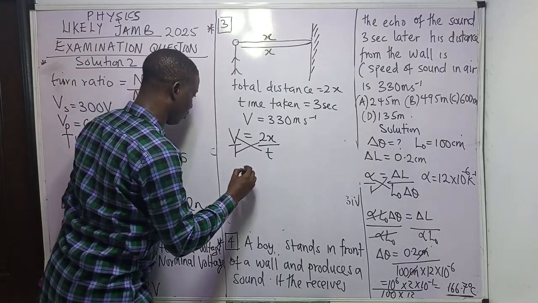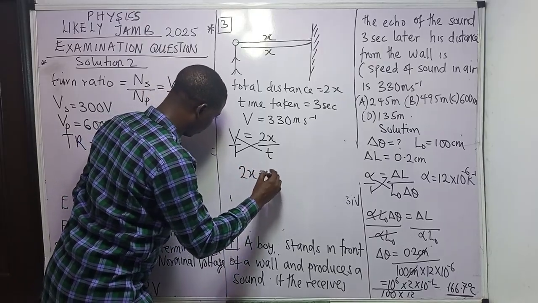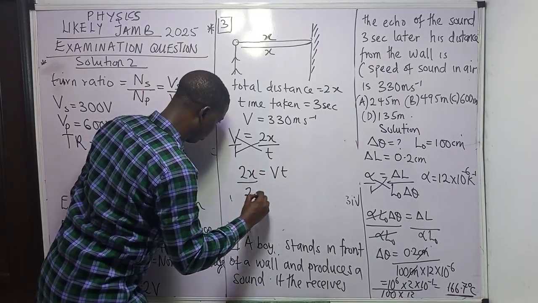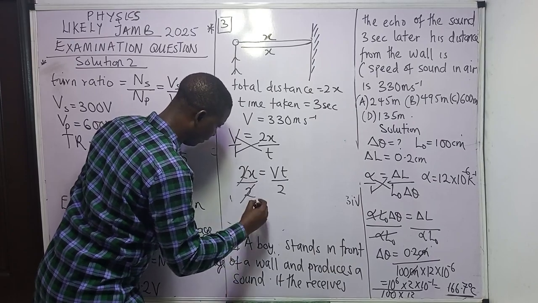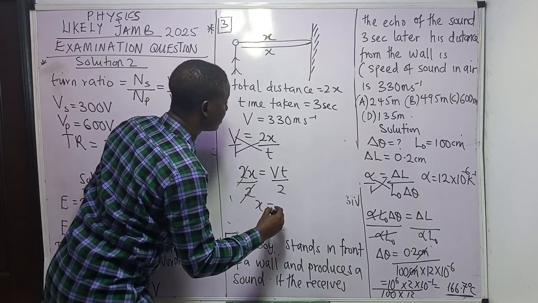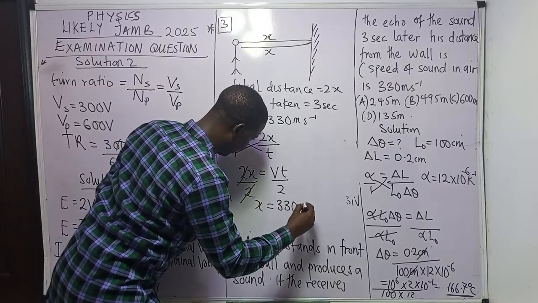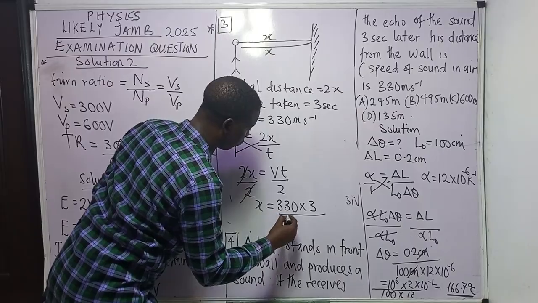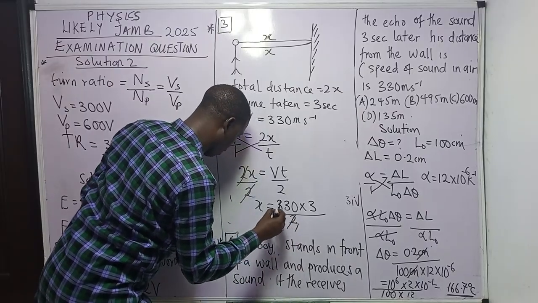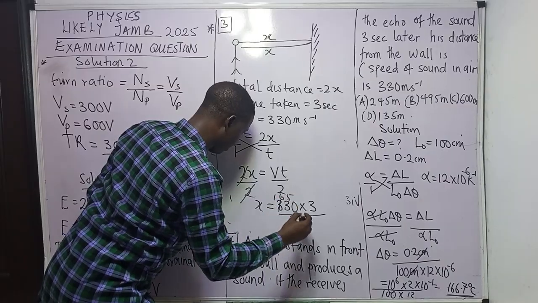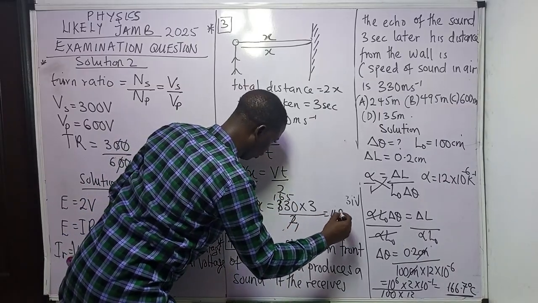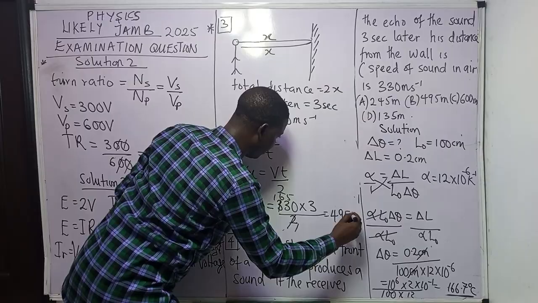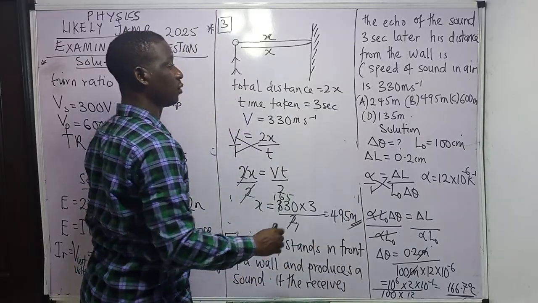To make X the subject of the formula, we have 2s equal to vt. Divide both sides by 2. So s equals what? Our v is 330 times time, which is 3 seconds, divided by 2. This one comes to 165. 165 times 3 gives us 495 meters. You can use your calculator to confirm it.